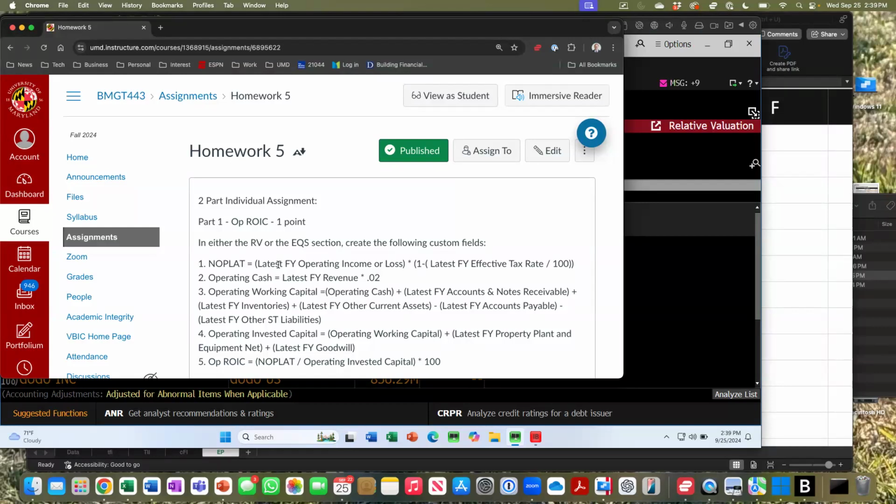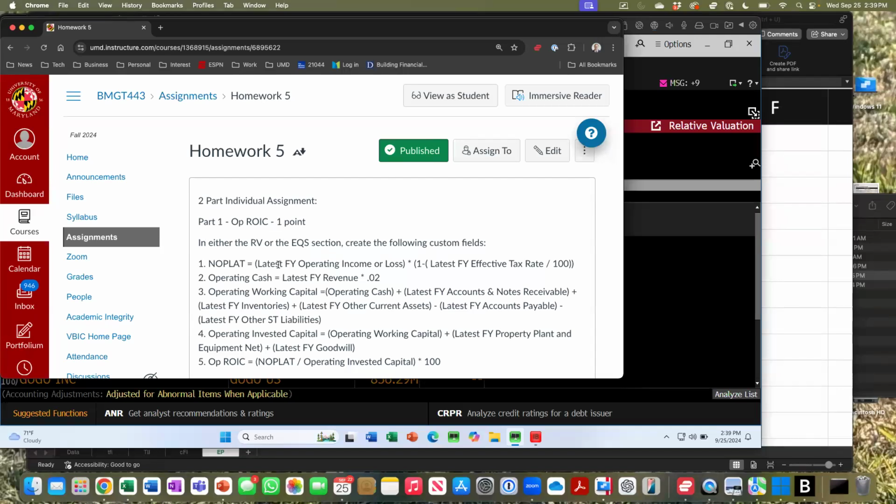Custom formula number 4 is operating invested capital. We'll take the operating working capital that we just created, add into it the property, plant, and equipment, and the goodwill. Custom formula number 5 is the operating ROIC. It's the NOPLAT divided by the operating invested capital.